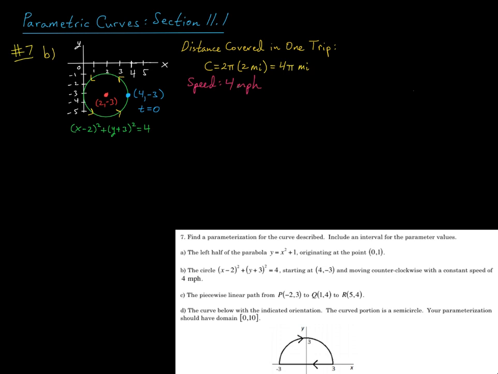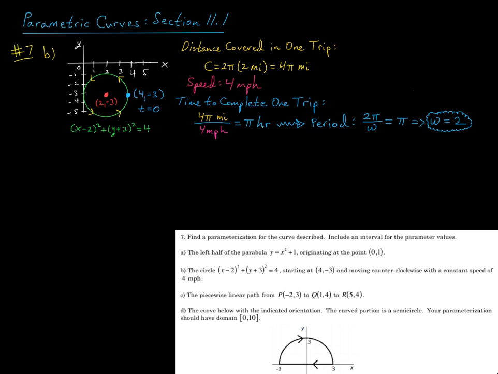And we're moving with a constant speed of 4 miles per hour. And so the time to complete one trip around would be the distance covered, 4 pi miles, divided by the speed, 4 miles per hour. And this simplifies to pi hours. Okay, so we complete one trip around the circle every pi hours. All right, so now in light of the last few videos, this is really saying that the period of the sine and cosine waves for our x and y coordinates, which is 2 pi over omega, is equal to pi hours. So this implies that omega is equal to 2.